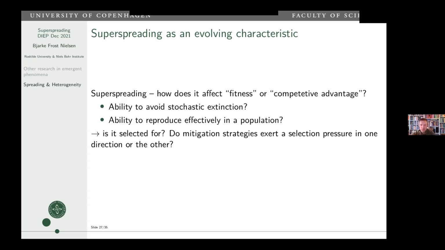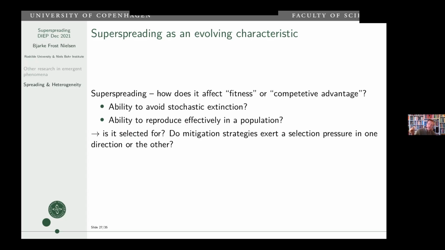But first of all, when I talk about fitness and competitive advantage, it's a bit of a vague term. It could mean more than one thing. One thing is that it could mean the ability to avoid stochastic extinction. Imagine you're just a pathogen jumping from a pangolin or whatever to a human. Then what's your chance of actually making it in this world, so to speak? What's your chance that the infection chain just dies out after a few steps, or maybe even before you make it to another human being? That's stochastic extinction. Some viruses could be better at avoiding that than others.